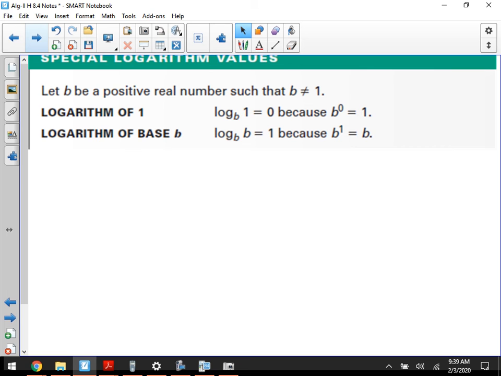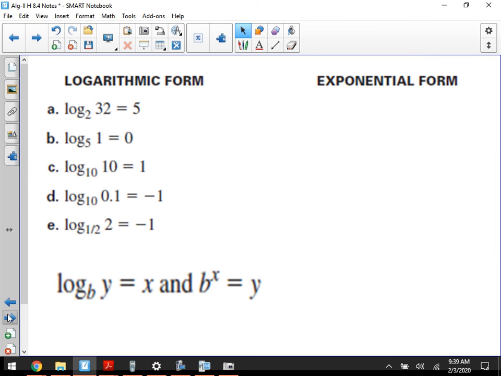So logs, when we graph them tomorrow, will have some of the same properties as exponents, but as you'll notice, when you flip-flop the x's and y's, they're kind of inverses of one another. We'll get to it. So what these can allow us to do, we'll have some very simple logarithmic form, exponential form, and how you rewrite between the two ways.